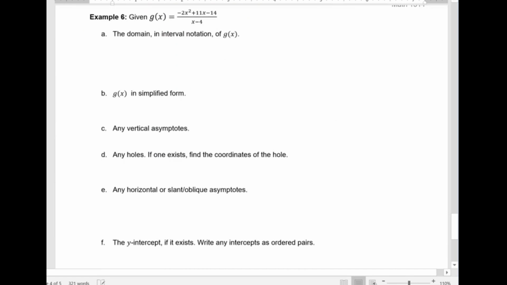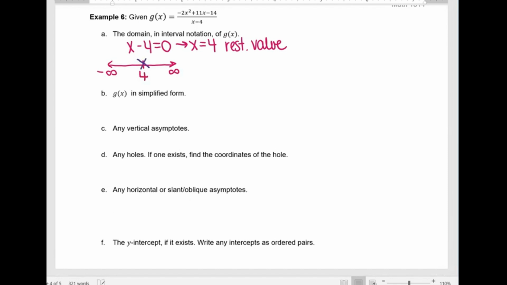We have another one. Let's go ahead and do the work. We're already here. Domain, take your denominator, set it equal to 0. We find that x equal to 4 is our restricted value, which means that when we set up our interval notation, we only have 4 hanging out on the inside. And our domain is going to be -infinity to 4, union 4 to infinity. Everybody gets parentheses.